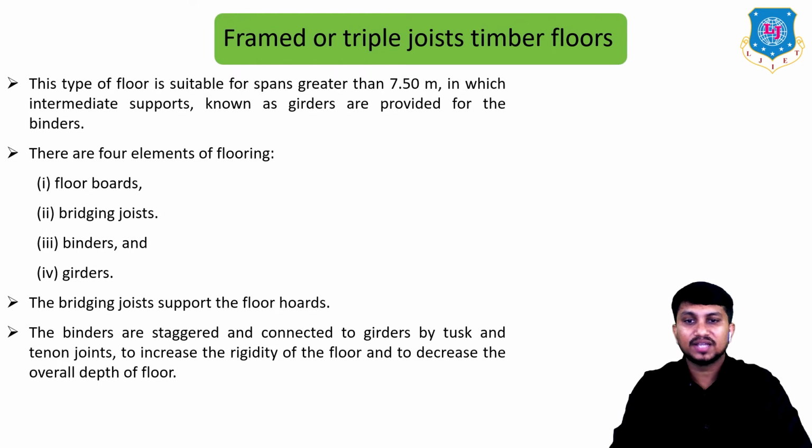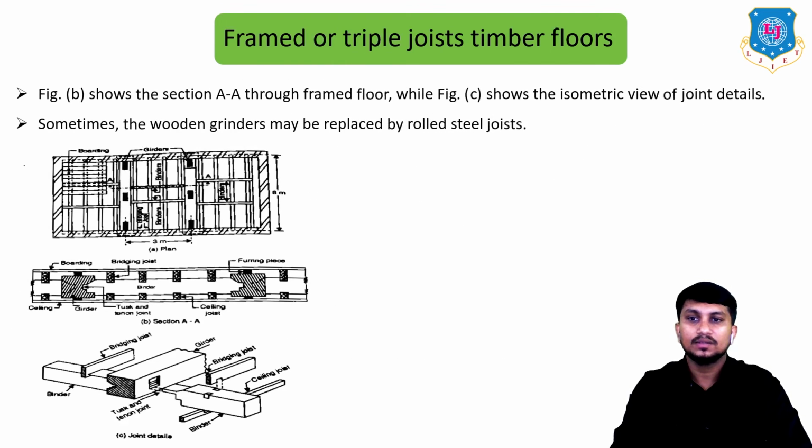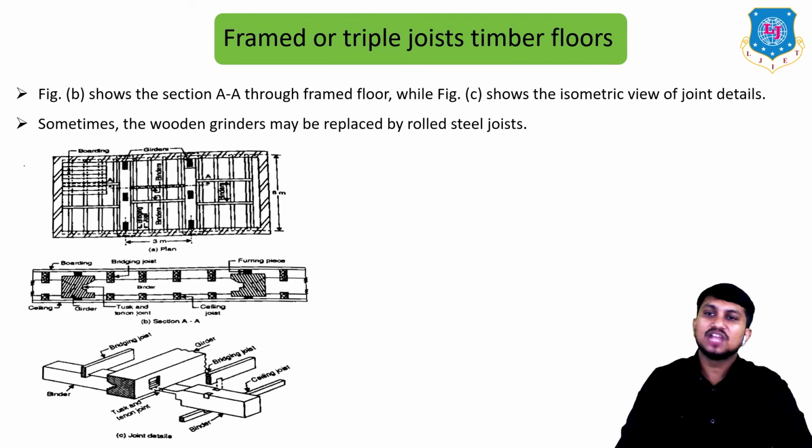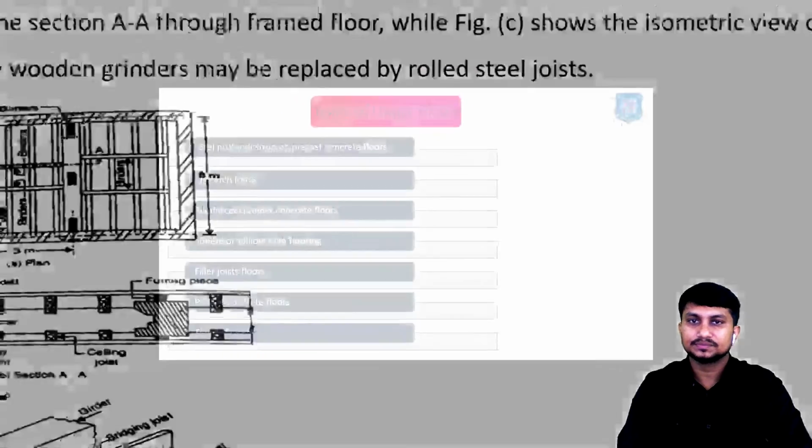The binders are staggered and connected to the girders by tusk and tenon joints to increase the rigidity of the floor and to decrease the overall depth of the floor. This is the plan and a section of triple joist timber floors. This figure B shows the section AA through frame floor, while figure C shows the isometric view of joint details. Sometimes wooden girders may be replaced by rolled steel joists.